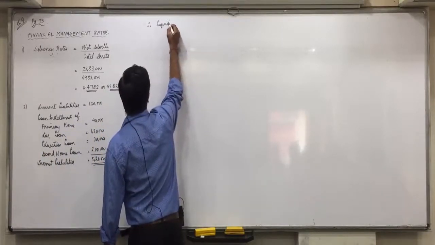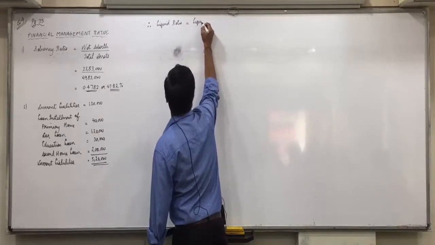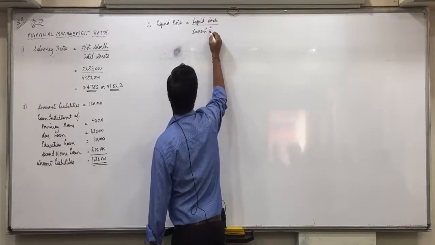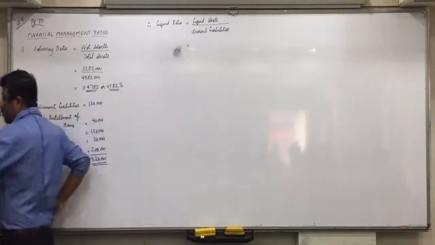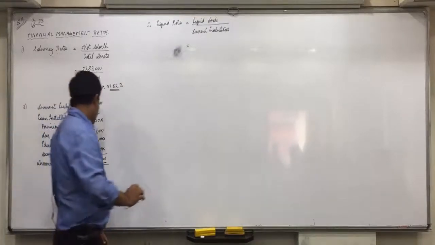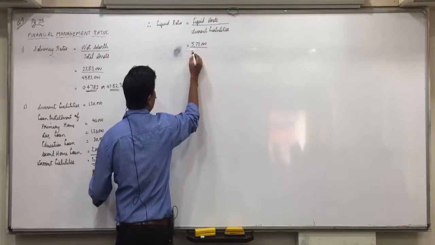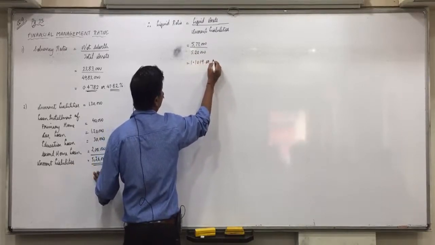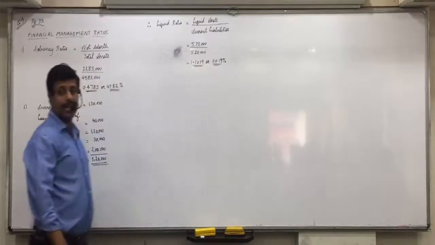Therefore, liquid ratio is equal to liquid assets upon current liabilities. Now see from the asset side of your balance sheet, what are liquid assets? 5,73,000. And what are current liabilities? 5,20,000. So the ratio is 1.10, or 110.19%. Did you understand this, everyone?